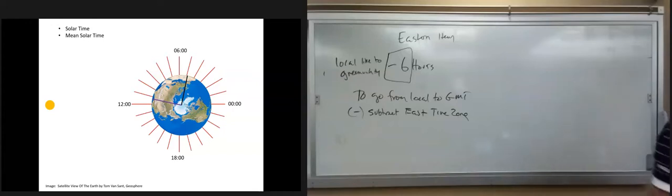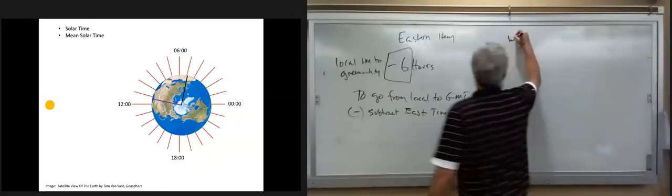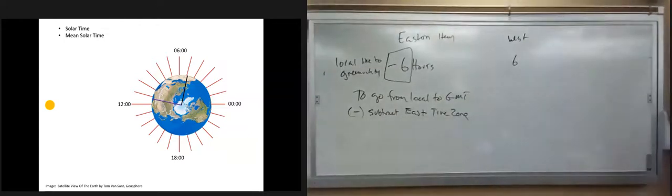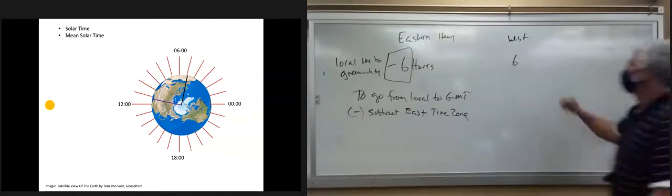But what if I was here? This is Greenwich. Here is the Eastern Hemisphere, here's the Western Hemisphere. So I go over here. That's 6 hours difference, west. This particular longitude is also 6 hours. What do I have to do to this 6 hours to get to Greenwich? I've got to add it. Oh, west.